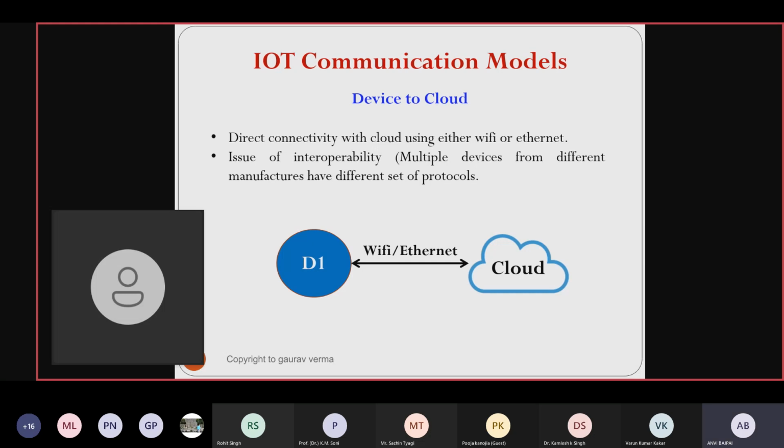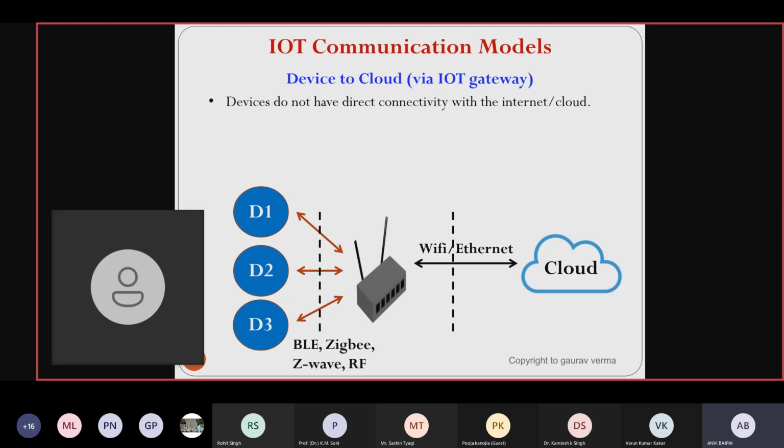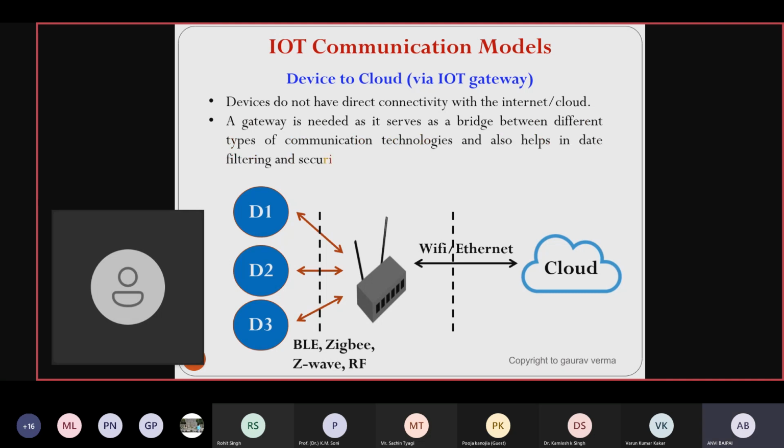To solve this particular issue, there is another model, which is a more generalized model basically, and it is going to be utilized in general to automate smart buildings or smart homes. In that case, we can connect a gateway. So there is a device to cloud model, but via an IoT gateway. Now what is this gateway? A gateway is an interface, which provides you the capability to connect multiple devices having different communication protocols with the cloud, with the help of Wi-Fi or Ethernet.